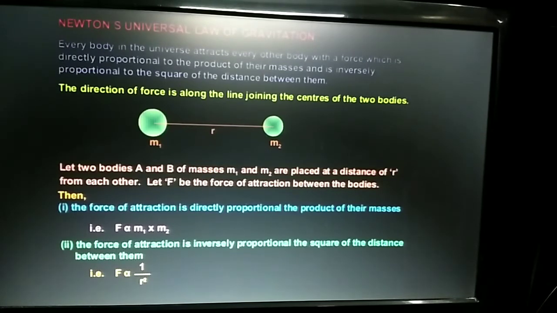Let the two bodies A and B of masses m1 and m2 be placed at a distance of r from each other. Let F be the force of attraction between the bodies. Then the force of attraction is directly proportional to the product of their masses, that is, F is directly proportional to m1 m2, and the force of attraction is inversely proportional to the square of the distance between them, that is, F is directly proportional to 1 by r square, which is nothing but Newton's inverse square law, which is deduced from Kepler's third law of planetary motion, that is, law of periods.